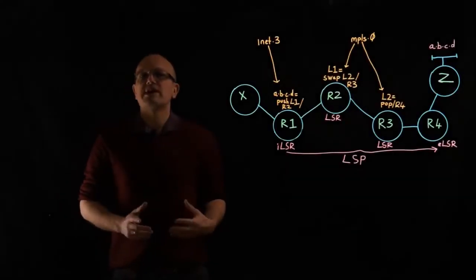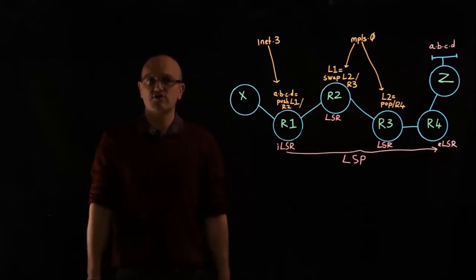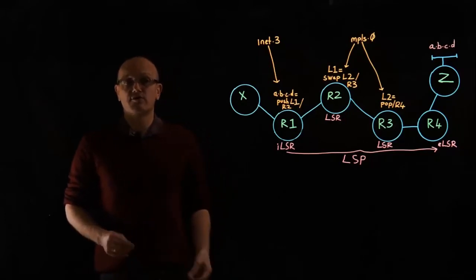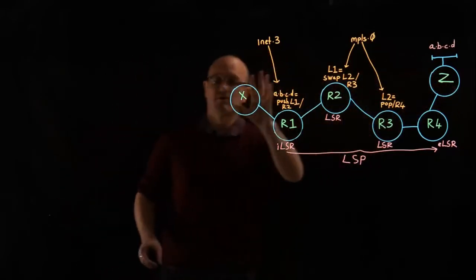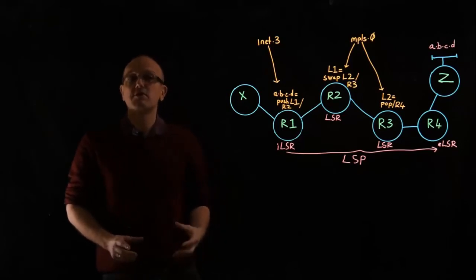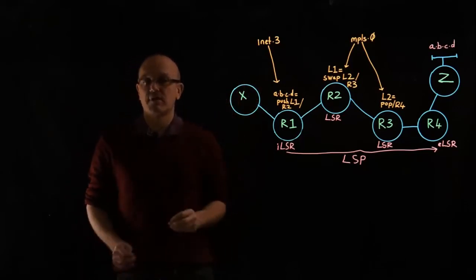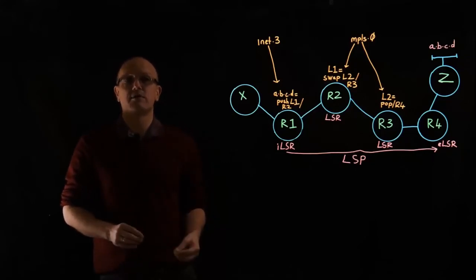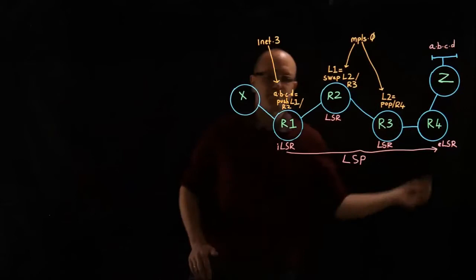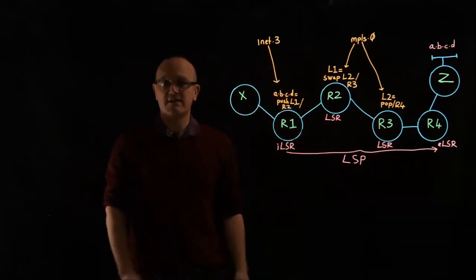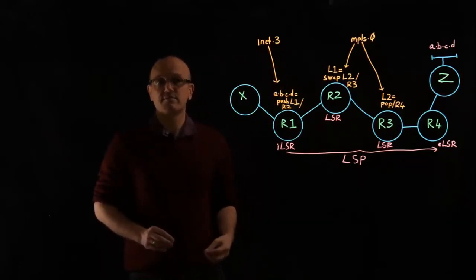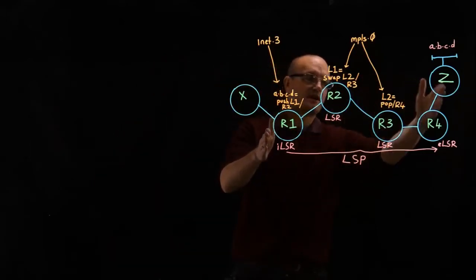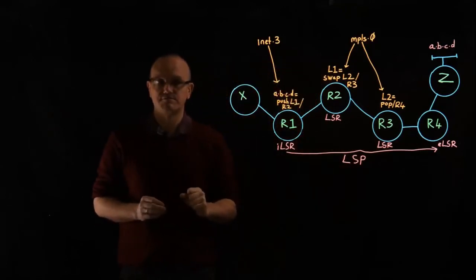In this video, we're going to examine some basic MPLS terminology and MPLS packet forwarding. And to do this, we're going to follow this diagram on the right-hand side of the board, where we have a purely IP-speaking router X sending packets to a destination behind another pure IP-speaking router Z via an intermediary MPLS network. And this intermediary MPLS network spans from R1 through R2, R3, and ends on R4.